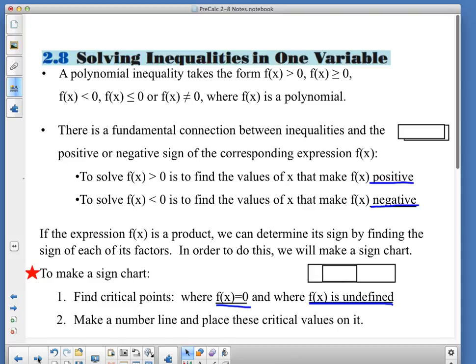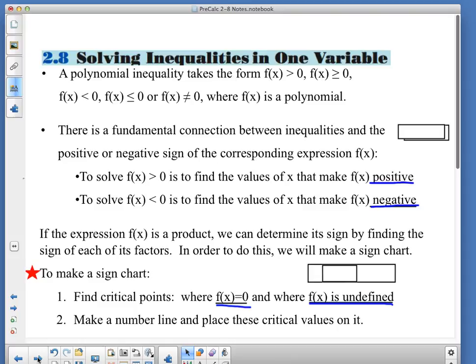There is a fundamental connection between inequalities and the positive or negative sign of the corresponding expression. To solve f of x is greater than 0 is to find the values of x that make f of x positive. So everything above the x-axis, okay, when I'm looking at the graph. To solve f of x less than 0, everything below the x-axis. Okay, and it's specific. When I don't have where it equals to, I'm not interested in where it crosses the x-axis, my zeros. I'm just considering above and below.